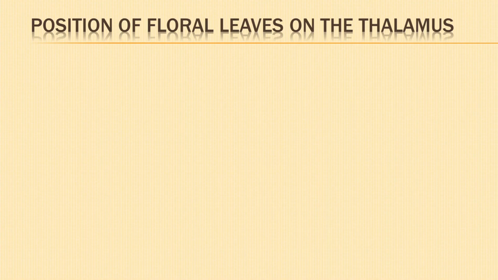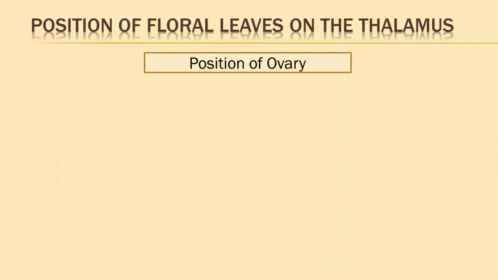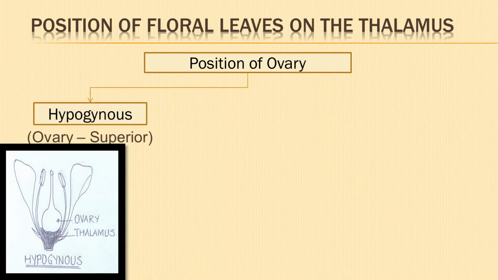Based on the position of calyx, corolla, and androecium in respect to the ovary on the thalamus, the flowers are described as hypogynous. The ovary of the flower occupies the highest position on the thalamus. Stamens, sepals, and petals are found below the ovary. Example, mustard, brinjal. The ovary is said to be superior.